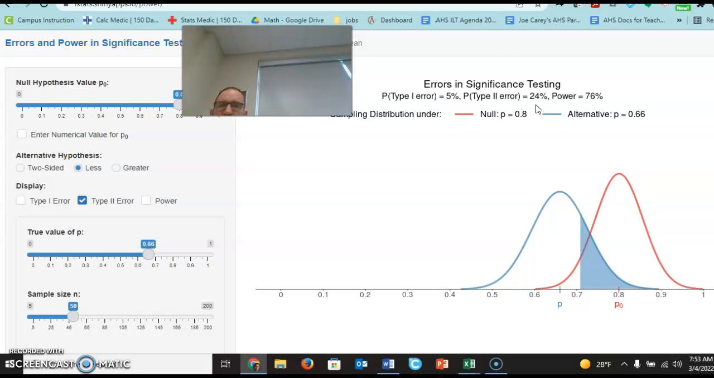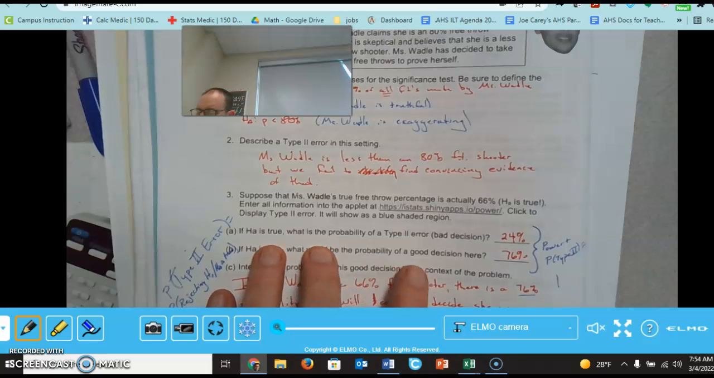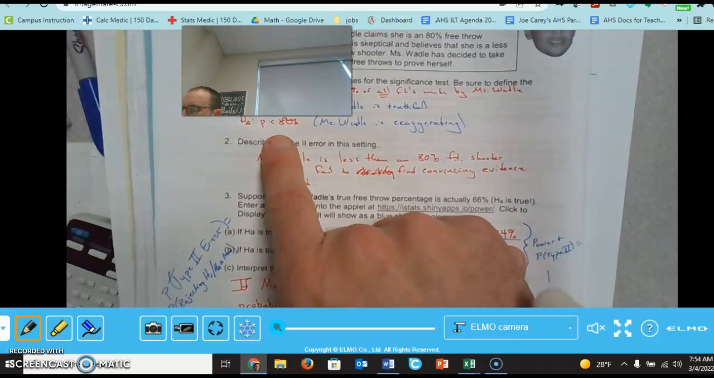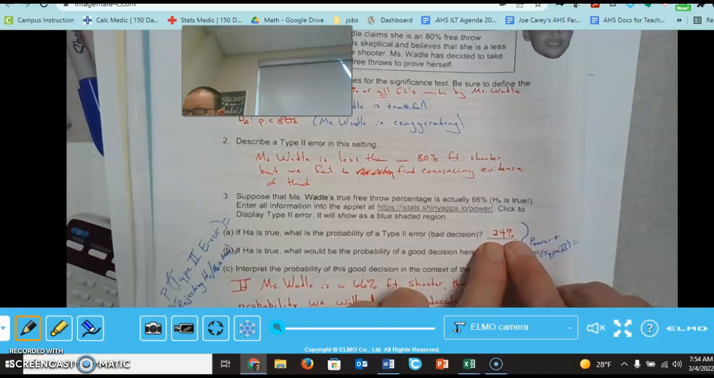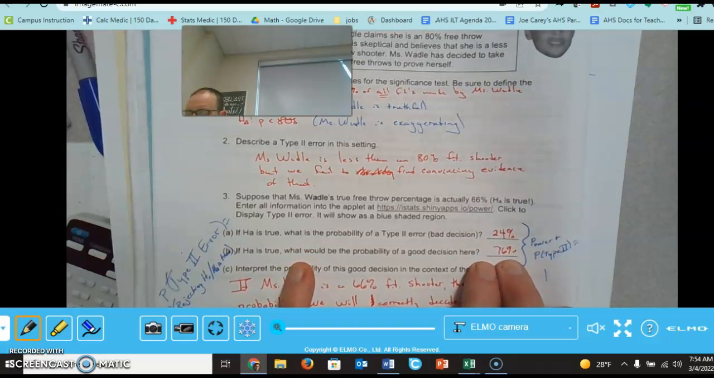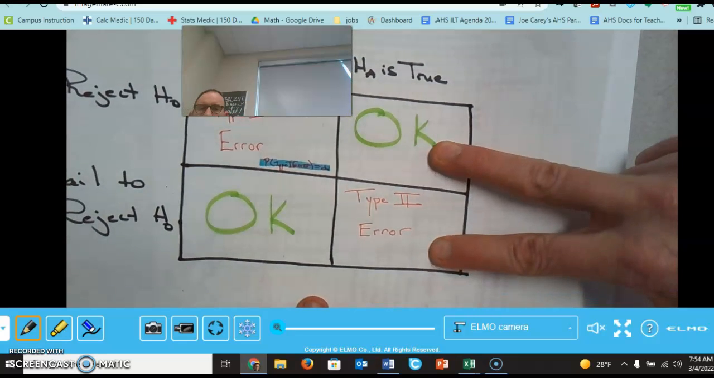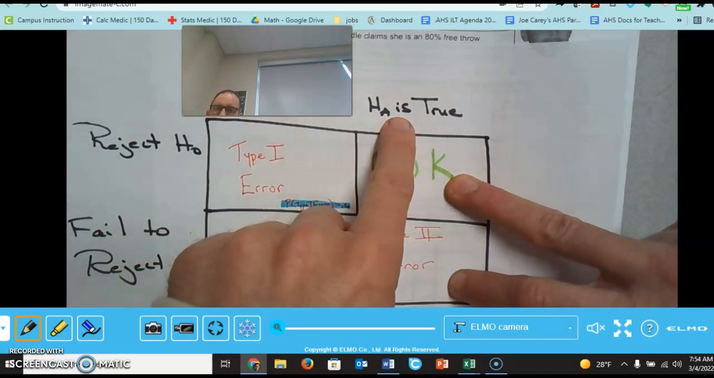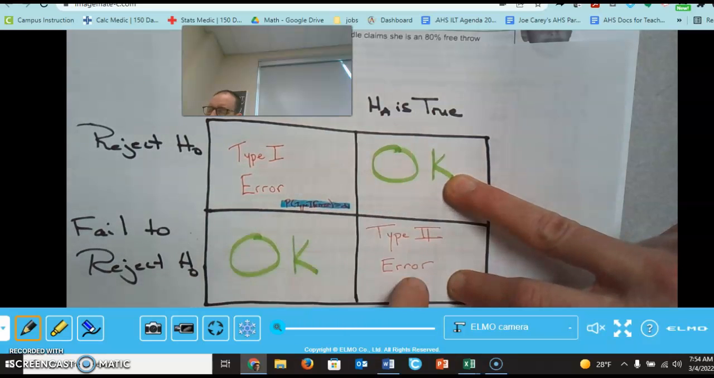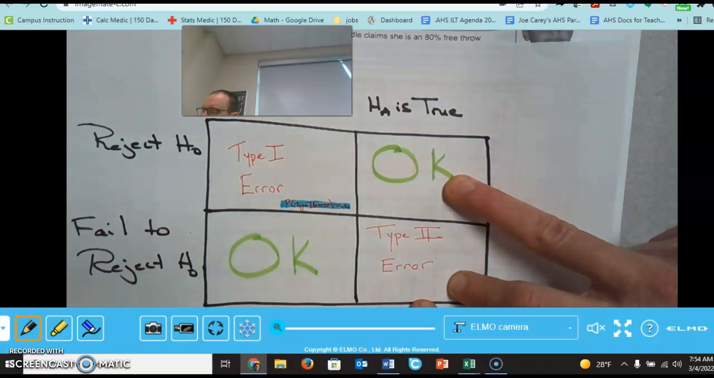So if the alternative is true, and Ms. Wadley is actually less than an 80% free throw shooter, she's really a 66% free throw shooter. If there's a 24% probability of making an error in that situation, there's a 76% probability that she would make the correct decision. So basically what we're saying is these two numbers here are the only things that can happen if the alternative is true. So those have to add up to 100%. The probabilities of these two things must add up to 100%.